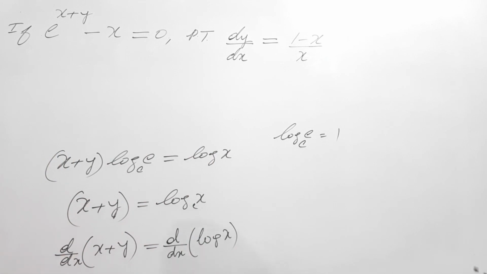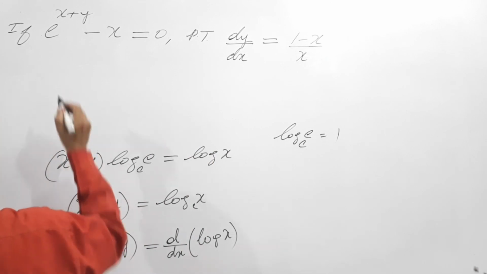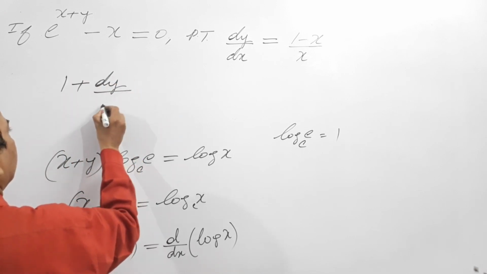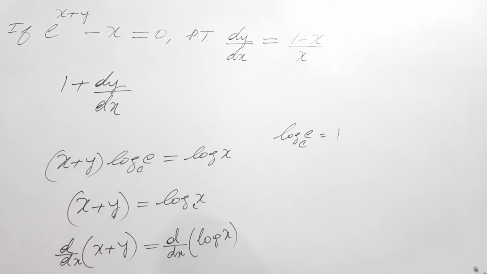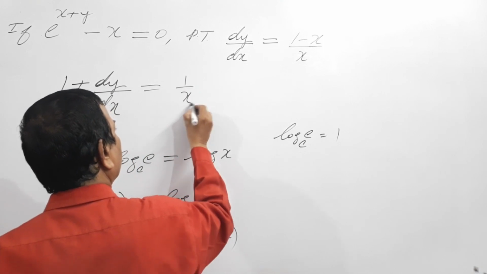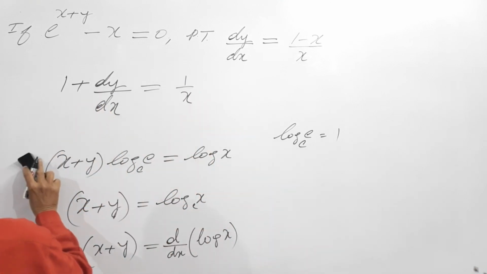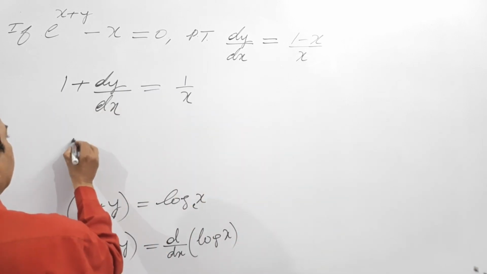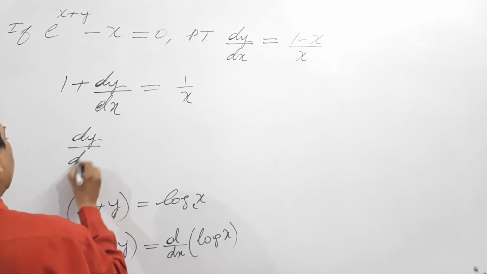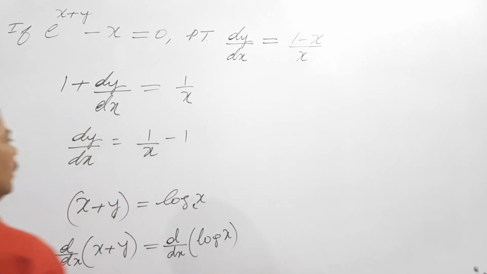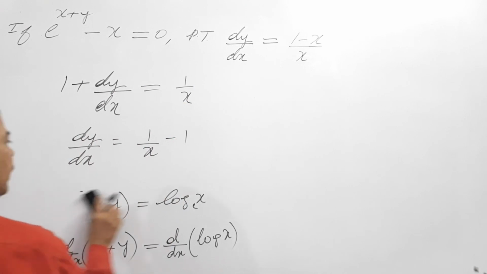So what happens here? d by dx of this becomes what? This is 1 plus dy by dx equals 1 by x. I love this. So I'll keep this dy by dx on the left hand side. This is 1 by x minus 1. So 1 goes to the right hand side, it becomes minus 1.